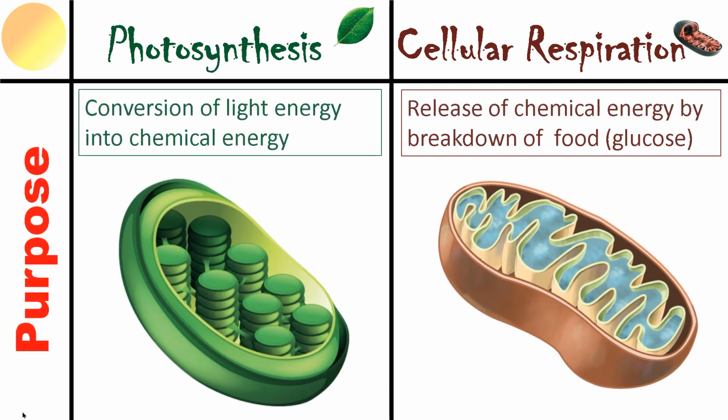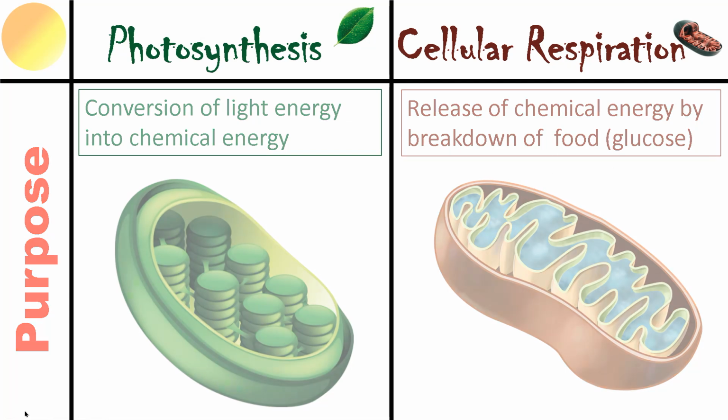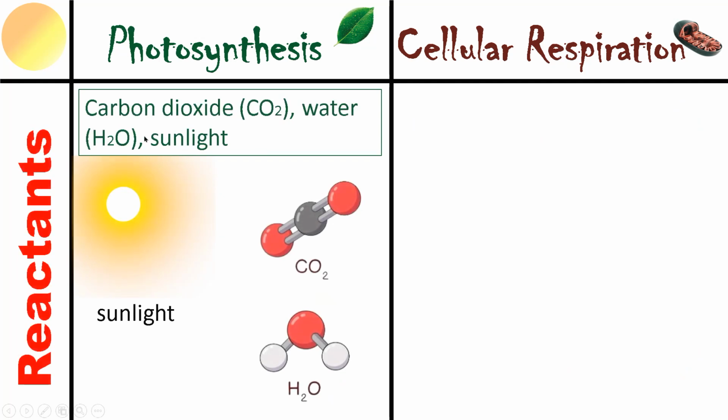Purpose of photosynthesis is the conversion of light energy into chemical energy. And purpose of cellular respiration is to release chemical energy by breakdown of food. Reactants involved during photosynthesis are inorganic raw materials like carbon dioxide and water. They react in the presence of sunlight.